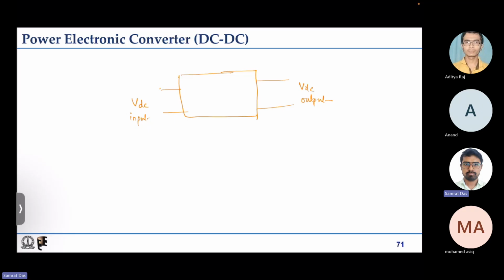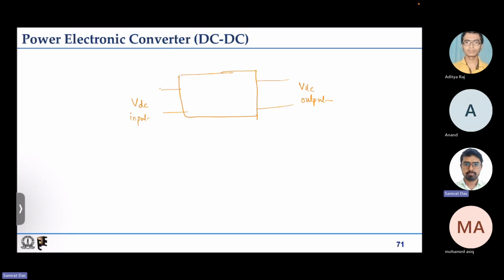So whether a simple buck converter is suitable to run a DC machine. If yes, why? If no, why not, and how can we modify the well-known buck converter in order to run a DC motor, which is basically an active load, and what modifications are needed in that. We will discuss that.